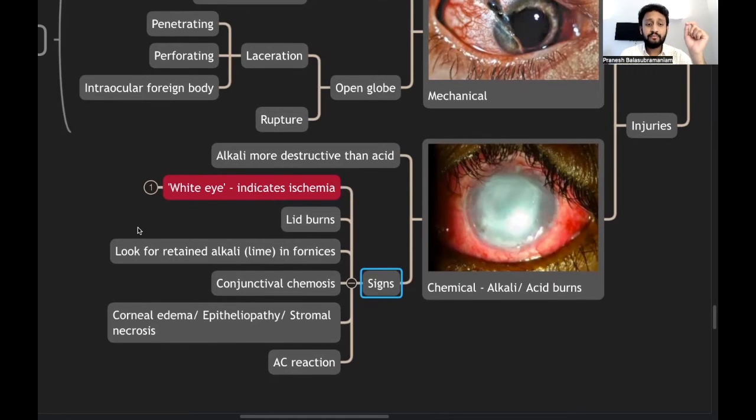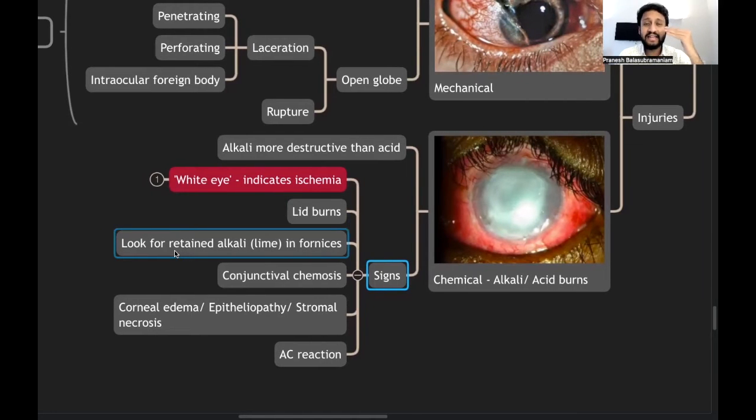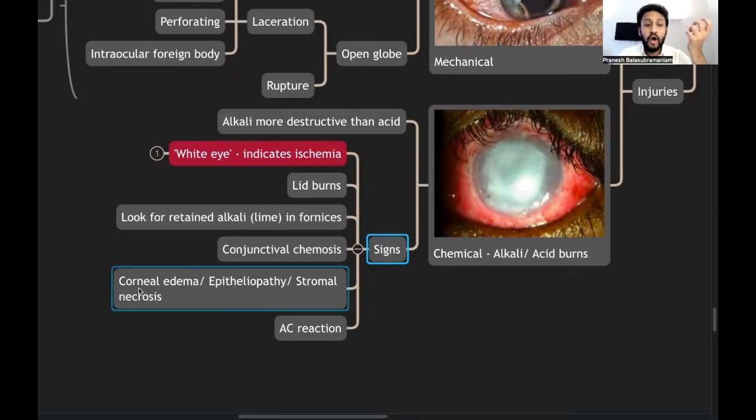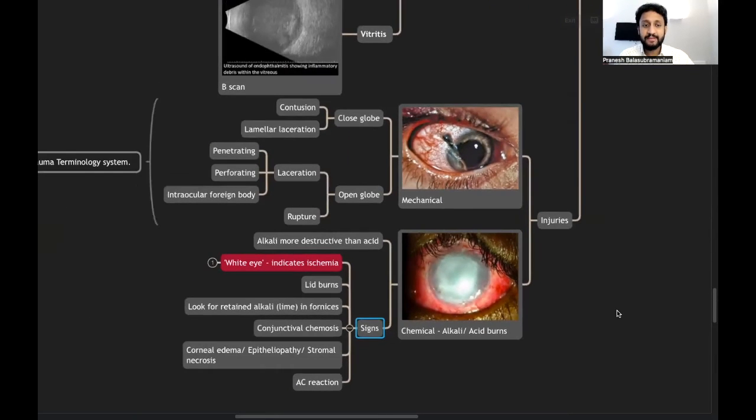All right. Having that in mind, always examine for lid burns, and look for any retained alkali particles or lime particles in the fornices, lower fornix, upper fornix. Always evert and look for these particles, which can constantly release alkali, leading on to destruction of the ocular surface. Conjunctival chemosis: the patient can have conjunctival chemosis, congestion, conjunctival burns, scarring as well. Cornea: you have corneal edema, epitheliopathy. It can be severe enough to even cause a stromal necrosis, and also look for AC reaction in these patients as well.